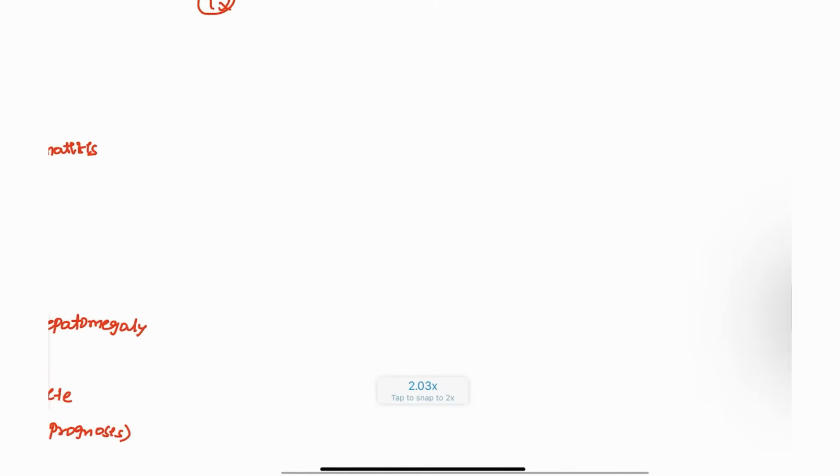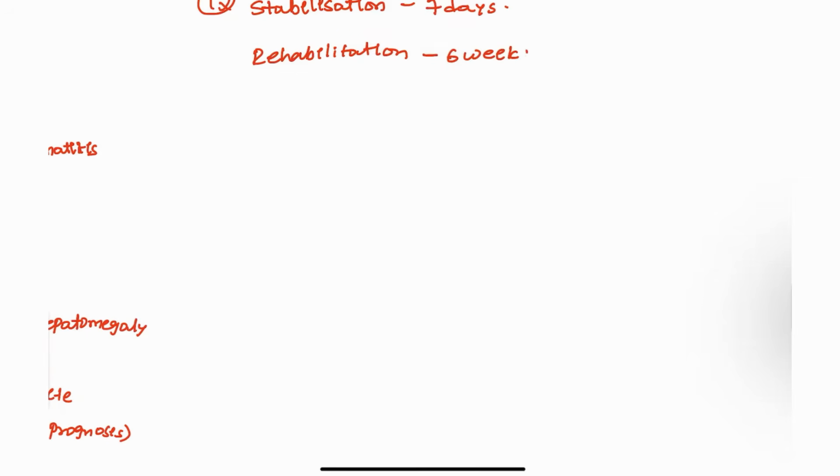There are the two phases. One is stabilization for the first 7 days. Okay, next, rehabilitation, and this rehabilitation will be for 6 weeks. Okay, after the first week we are going to give the 6 weeks rehabilitation.